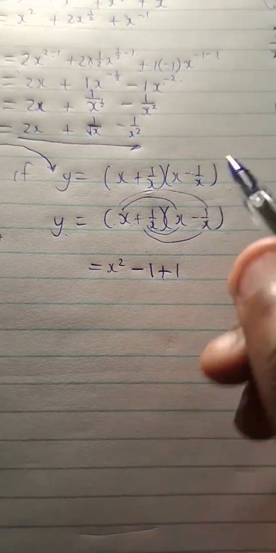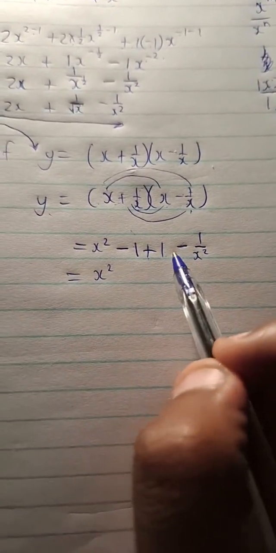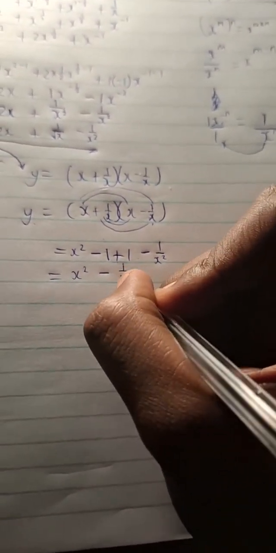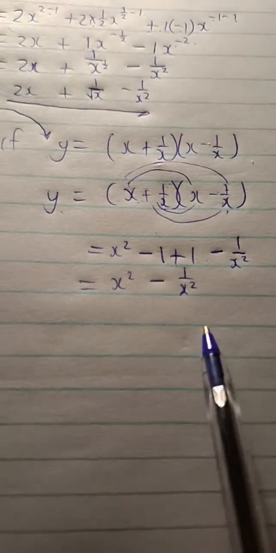Then 1 over x times negative 1 over x. What's a positive times a negative? It's a negative. What's 1 times 1? It's 1. What's x times x in the denominator? It's x squared. Okay, I think we are getting separate terms now. Next step, x squared. What's minus 1 plus 1? That's 0. So that's nothing there. 1 over x squared.